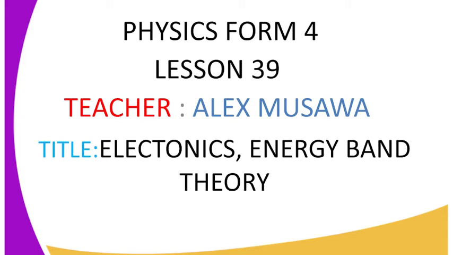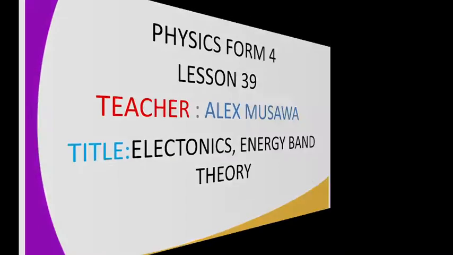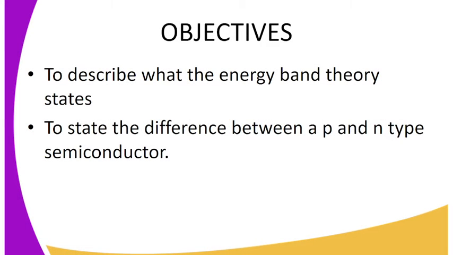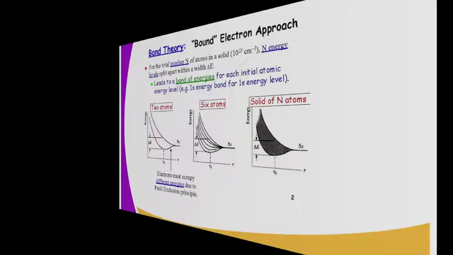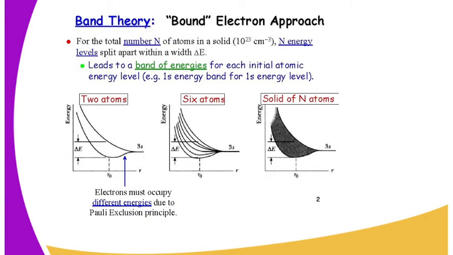Our title is Electronics, and we are going to look at energy band theory. What are the objectives of this lesson? To describe what the energy band theory states, and to state the difference between a P and N-type semiconductor. The energy band theory.